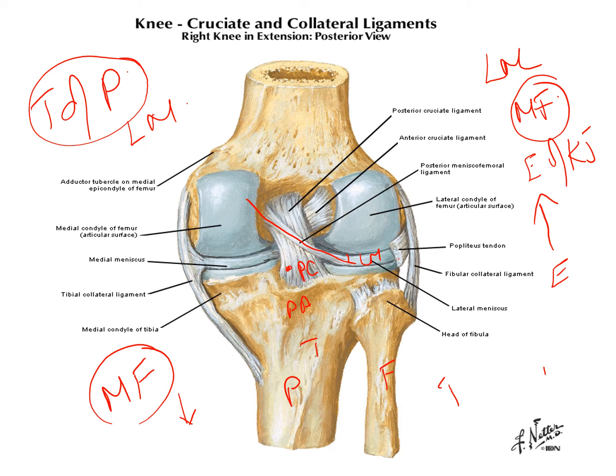Further, you have the tendon of popliteus. So this tendon of popliteus, during flexion, pulls the lateral meniscus backwards and thereby prevents it from getting crushed during flexion of the knee joint. I think first I said the opposite. This is correct. Okay, so that is about the meniscofemoral ligament and tendon of popliteus, how they protect the lateral meniscus.